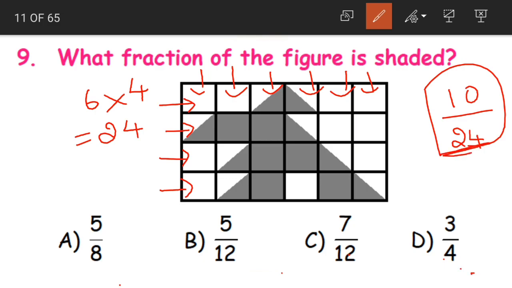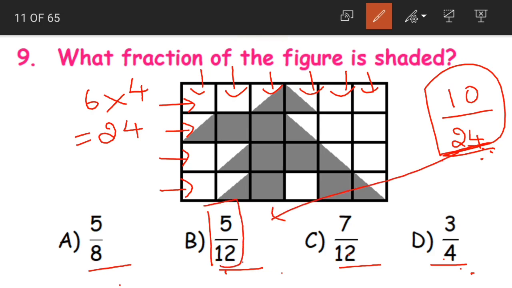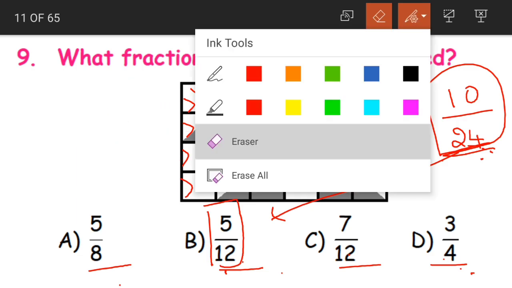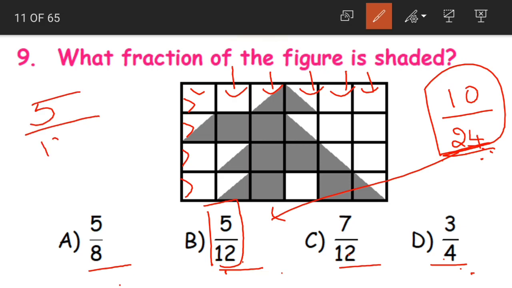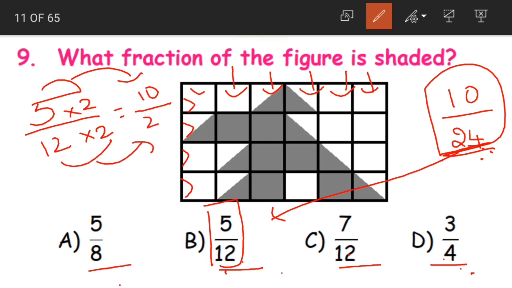But does that mean that our fraction is wrong? No, it is correct. But in the given options, we have to find out the equivalent fraction for this. See, option B, 5 by 12. If you find out the equivalent fraction of 5 by 12, children, when we multiply both numerator and denominator by 2, we'll get 5 2s are 10 divided by 12 2s are 24. So, 5 by 12 is nothing but equal to our 10 by 24.